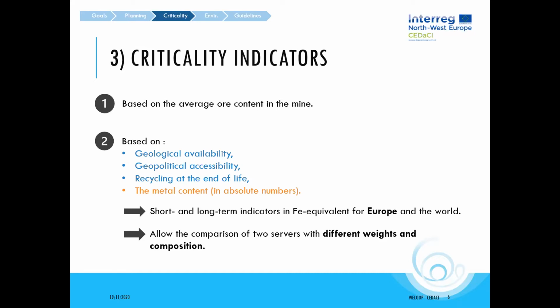And the metal content in percentages in each part of the equipment is multiplied by the equipment total weight. And in this way, we obtain absolute numbers. So in the end, we obtain short and long-term indicators in iron equivalent for Europe and for the world. And they allow the comparison of 2 servers with different weights and composition.